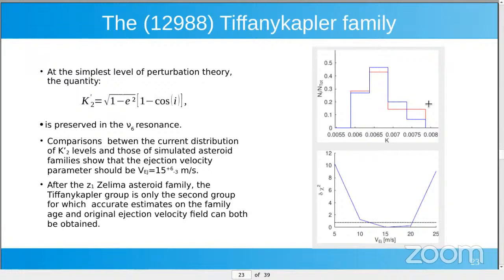The spread in proper semimajor axis a will depend on a parameter called the ejection velocity parameter, which is associated with the velocity with which the asteroids were expelled at the family formation. Applying this method, you can see that the ejection velocity field for this Tiffanykapler family was 15 plus 6 minus 3 meters per second. This is a very unique family because it's one of the few for which we can obtain the age and the ejection velocity field with high precision. And this was just the second asteroid family for which this method can be applied, after the Nijima asteroid family, which was a subfamily of the Eos family in the z1 secular resonance.